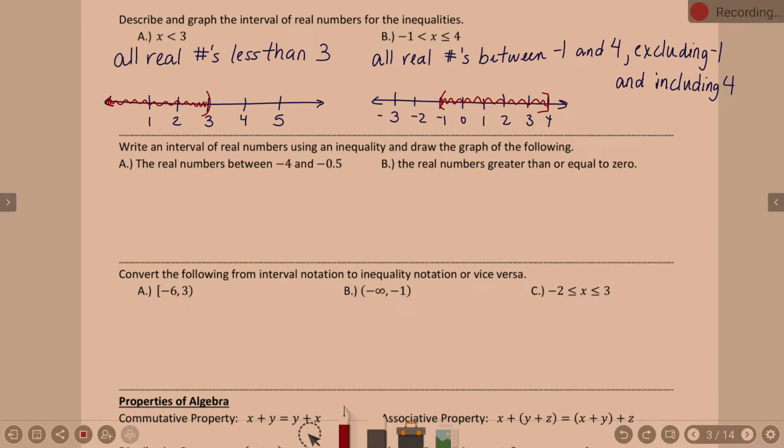So the real numbers between -4 and -5/10. How do I express that as an inequality? Or would you rather do the graph first? I could go either way here. Okay, what do you got for the inequality? Would it be -4 less than x less than -0.5? Mm-hmm.